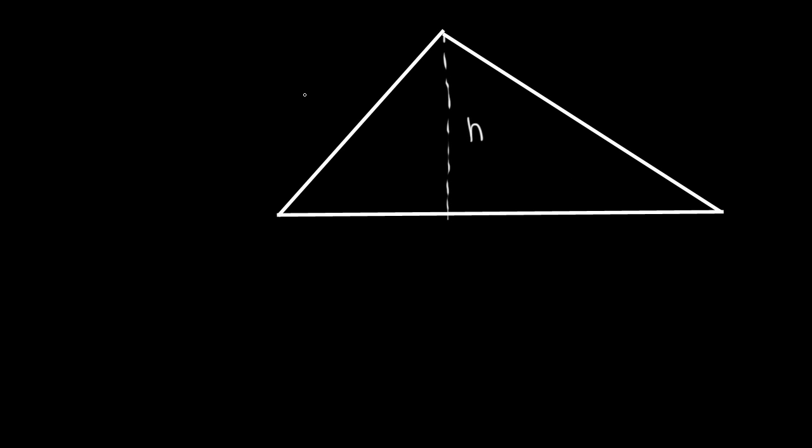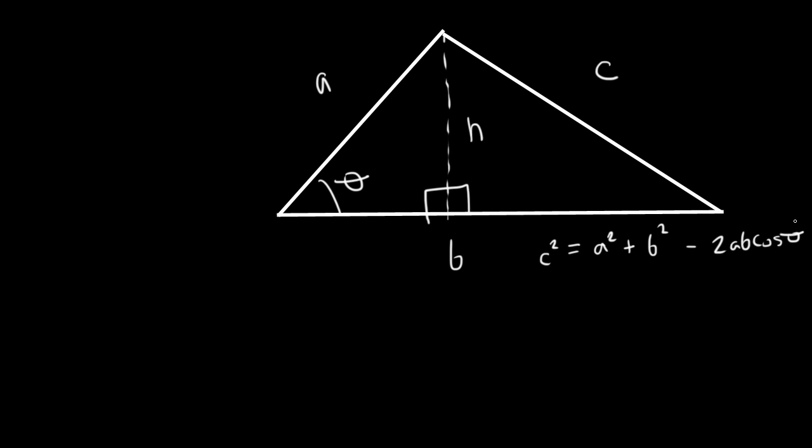We had some height h, we had a, we had b, we had c. This was two right-angled triangles. We had the angle theta over here. And we got the formula c squared is equal to a squared plus b squared minus 2ab cos of theta. You can go ahead and check the earlier video in the playlist. I'll put the playlist in the description. Go one video earlier and you'll see how I got this formula.